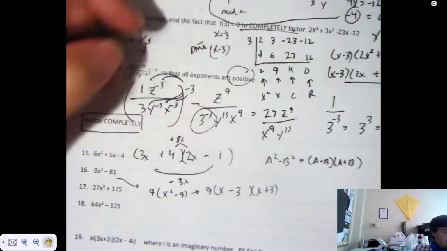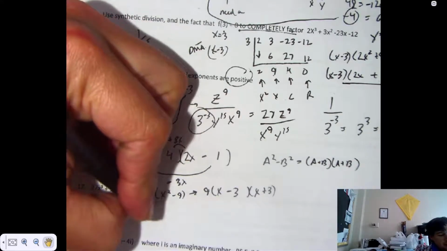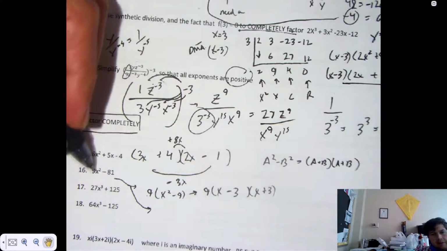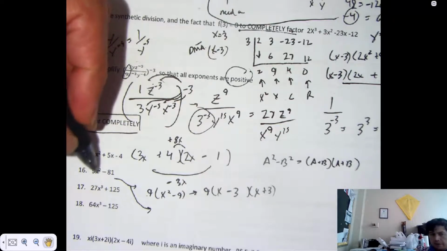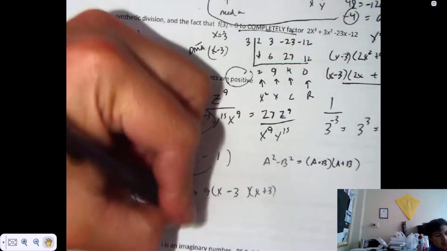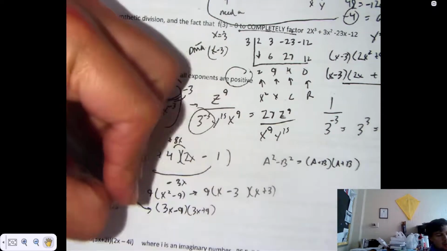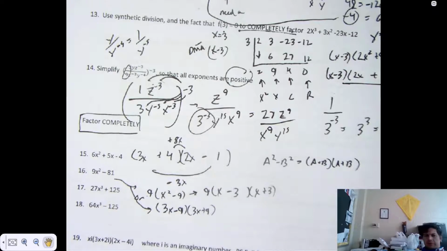Some kids don't like my first commandment of math about pulling things when they can, so what they would do is they would say it takes a 3x and a 9. It takes a 3x squared to become a 9x squared, and 9 to become 81. So their initial step would look like this: 3x minus 9 times 3x plus 9. You might look at that and think it's factored completely, but it's not.